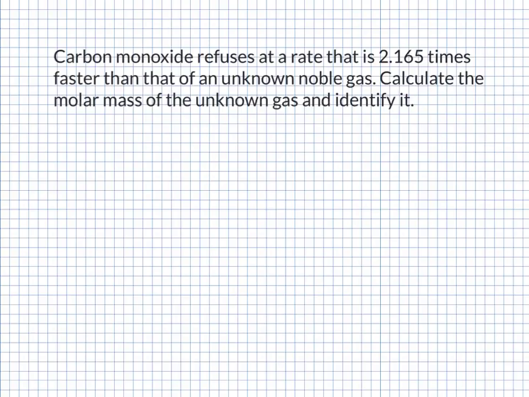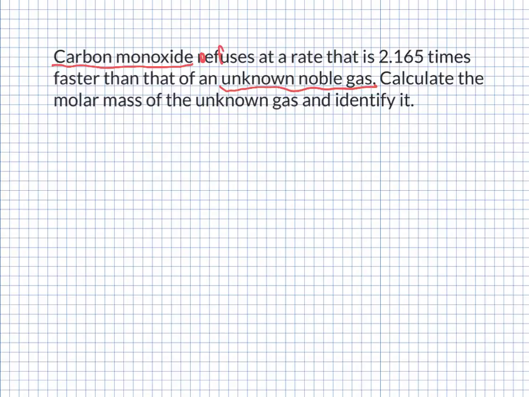Okay, so this is a standard type of old question that used to be asked. Carbon monoxide effuses at a rate that is 2.165 times faster than that of an unknown noble gas. Calculate the molar mass of the unknown gas and identify it. So we have carbon monoxide and we have an unknown noble gas. Those are our two things. And it says that carbon monoxide is faster.